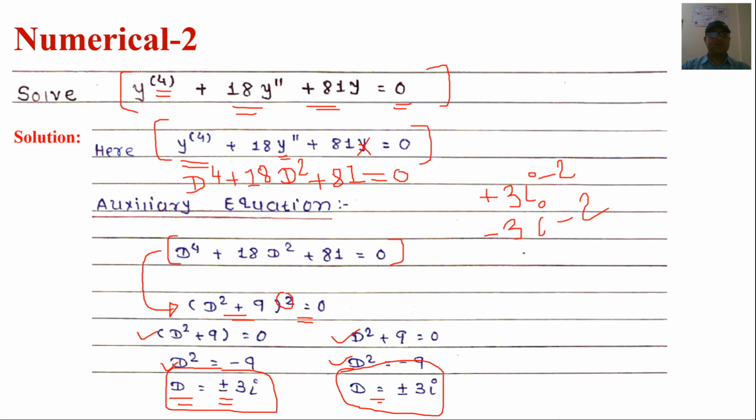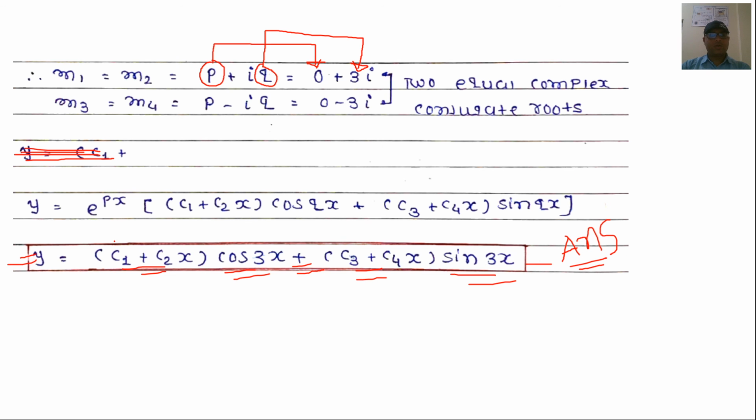So here you can observe that the order of the differential equation is 4, so the solution contains 4 arbitrary constants c1, c2, c3, c4. So here we have completed our second numerical.